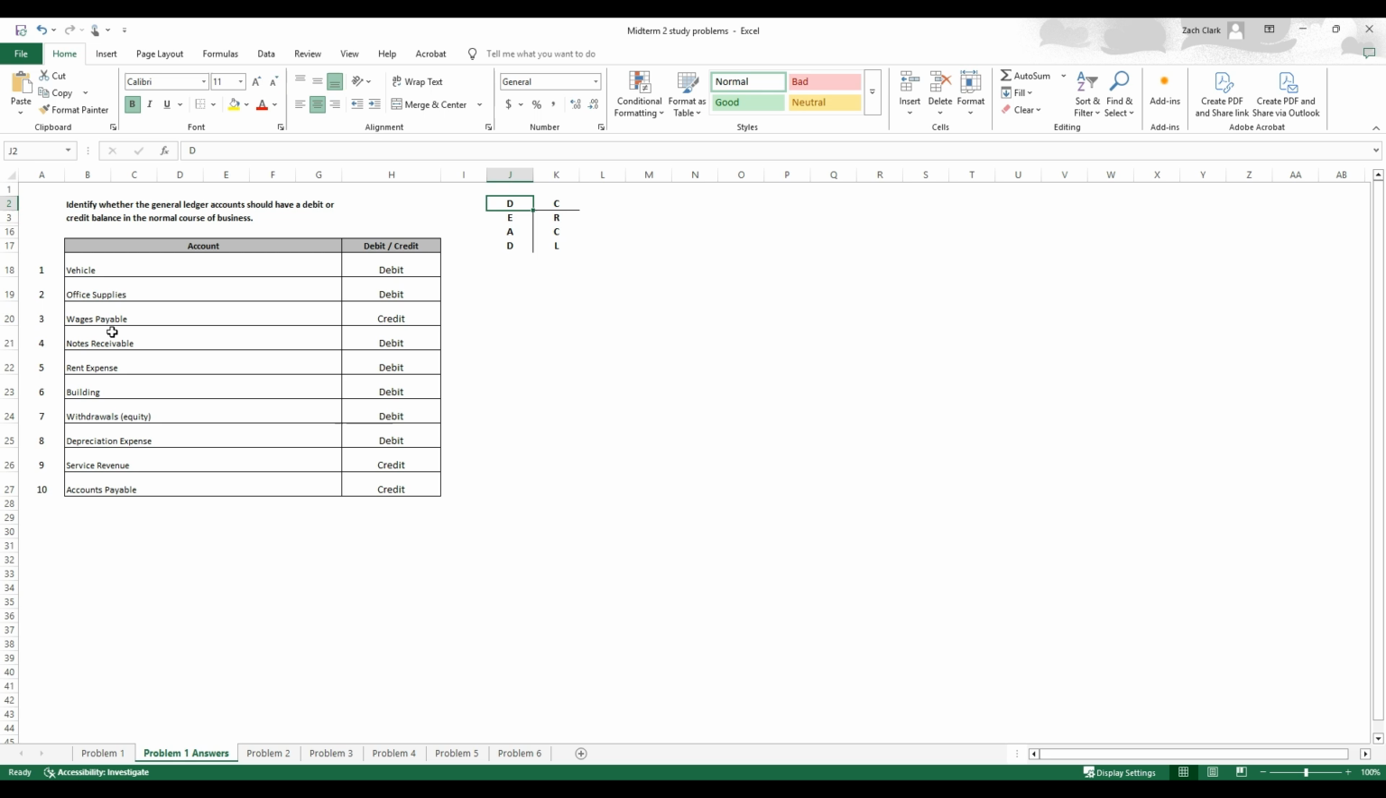And then familiarize yourself with different types of accounts and make sure you're able to do like we just did and identify a vehicle is an asset, a payable is a liability, and so on and so forth. Okay, let's take a look at problem 2.